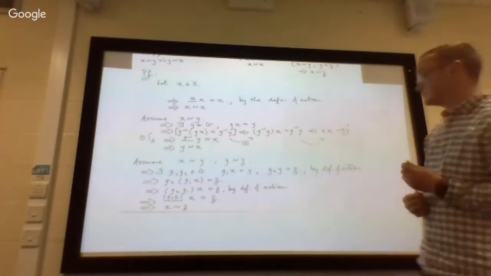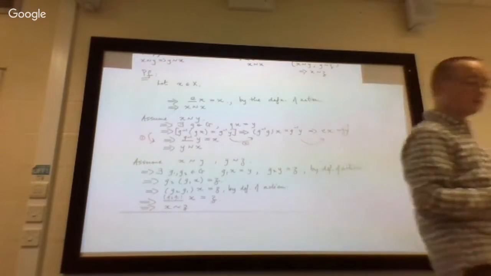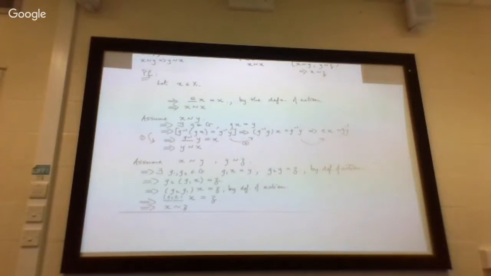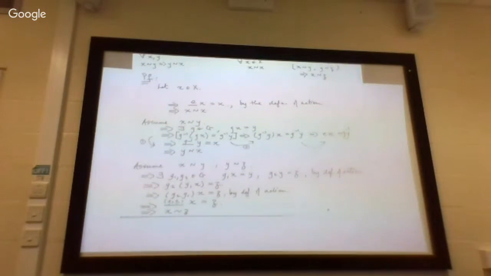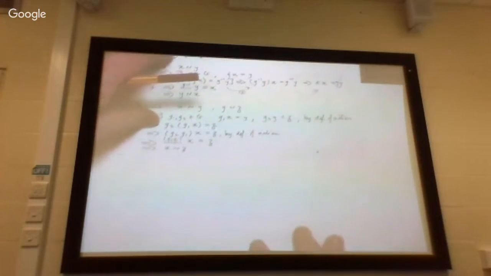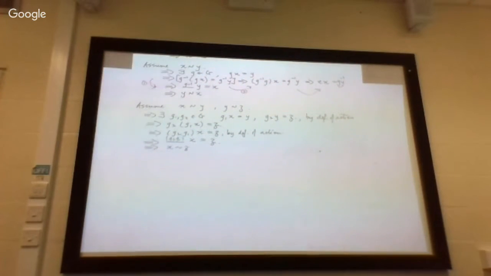So it is transitive. We've shown it's transitive. So that's the end of that proof. It's an equivalence relation. Now, always, the point about talking about equivalence relations is that they are directly associated with partitions. Equivalence relations are partitions of the set.